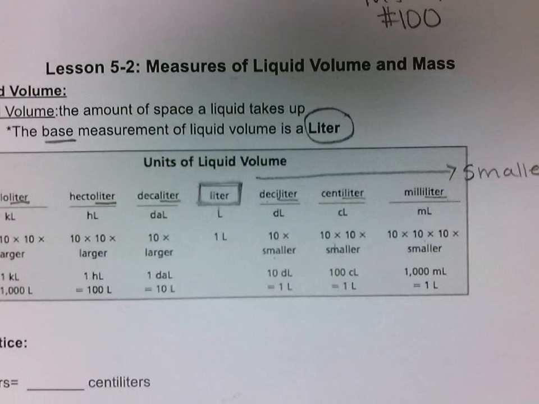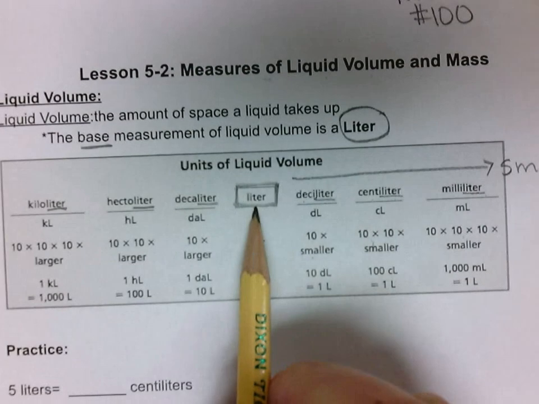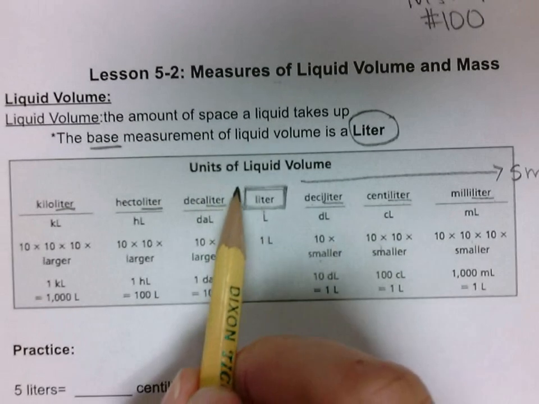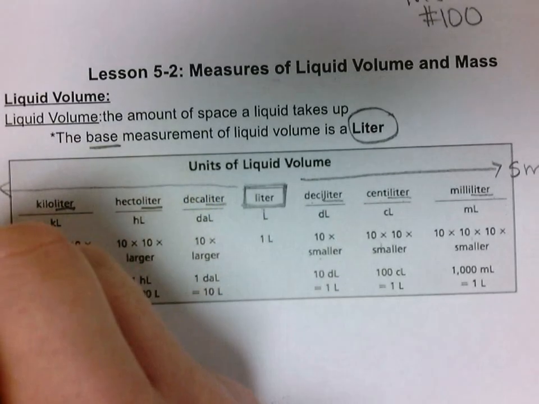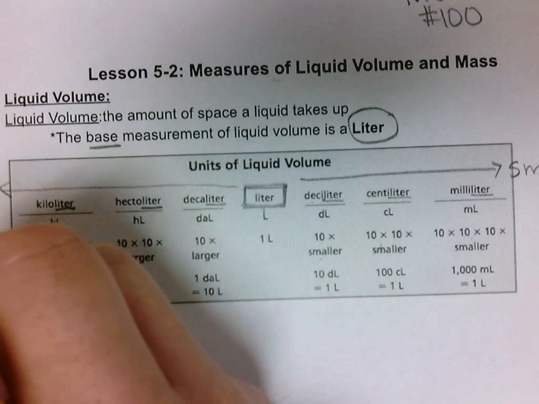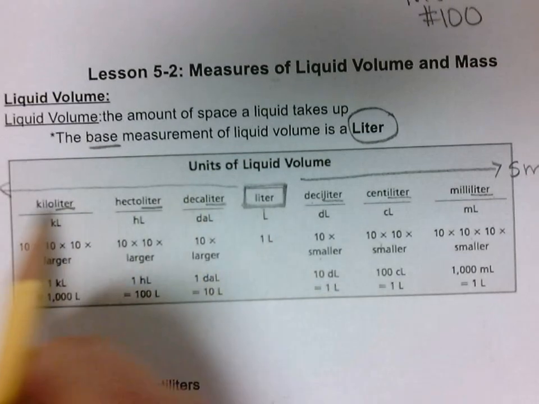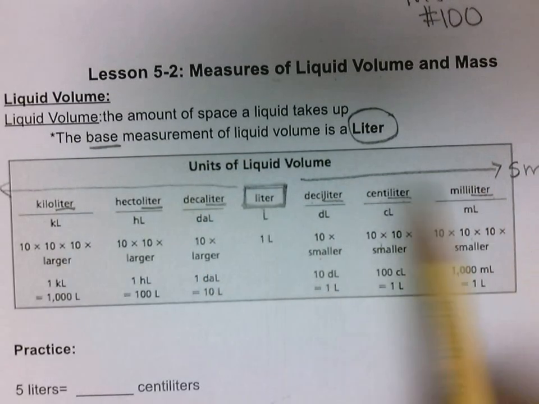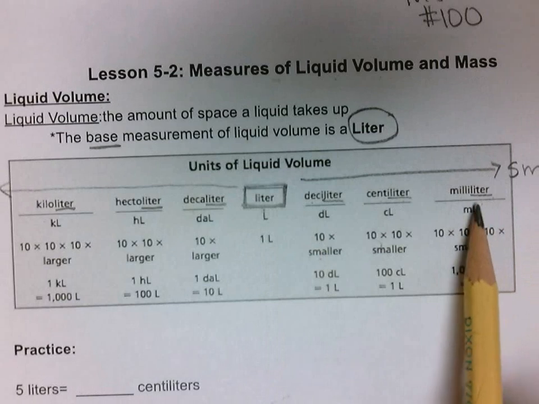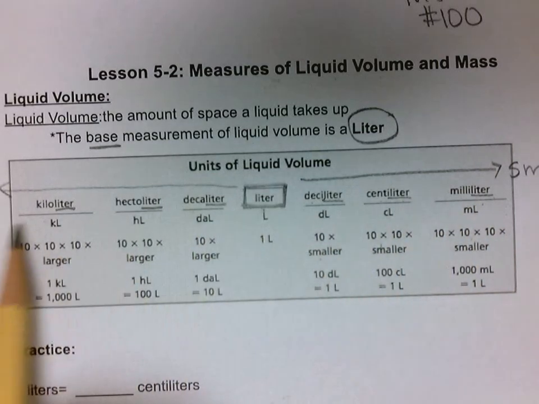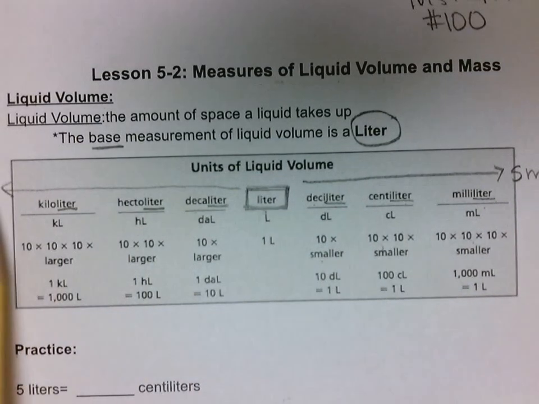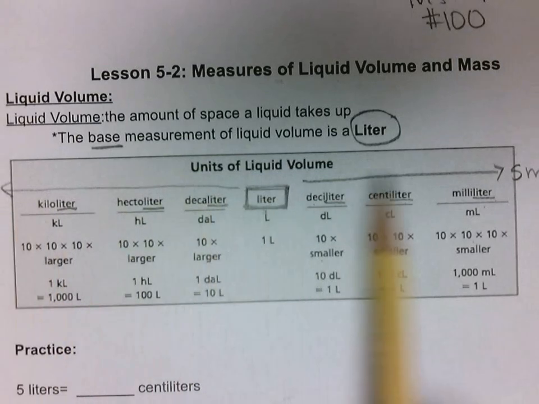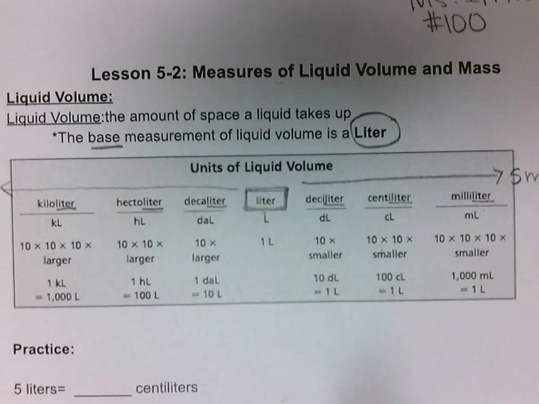Now if we start at the base again and we look to the left of the base, let's draw an arrow. We know these are greater units of measure. Every time we move to the left, no matter if we start at the base or if we start at the smallest unit, the liquid volume measurement is getting bigger. Every time we move to the right, no matter where we start on this chart, they are getting smaller.